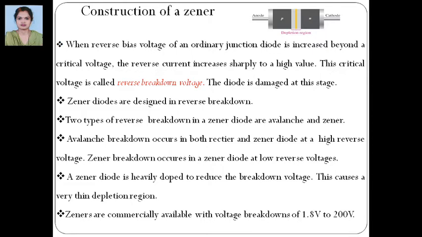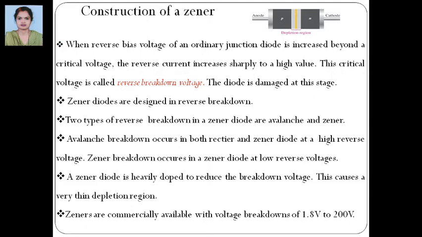Zener diodes are designed in reverse breakdown only. There are two types of reverse breakdown in Zener diode, which are Zener breakdown and avalanche breakdown. Zener breakdown occurs in Zener diode at low reverse voltages, and avalanche breakdown occurs in both rectifier and Zener diode, but at a high reverse voltage.